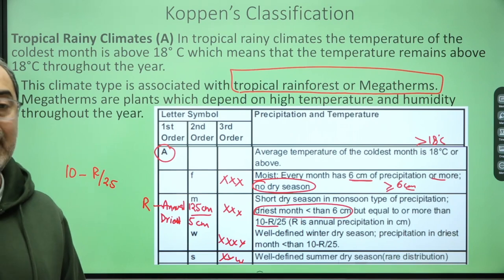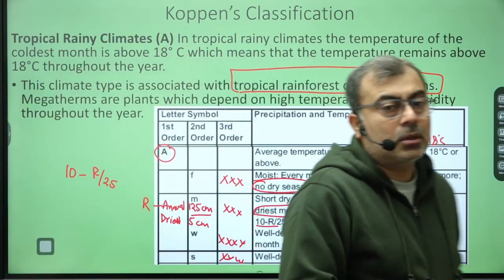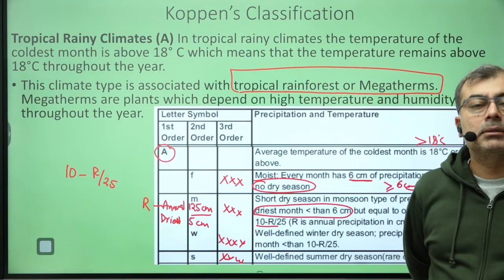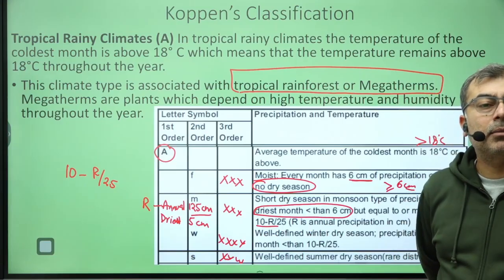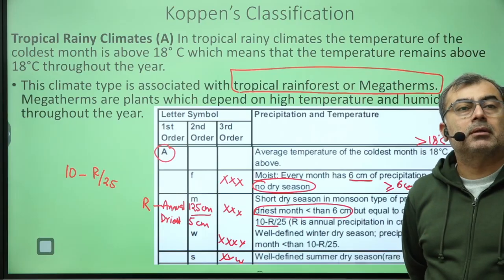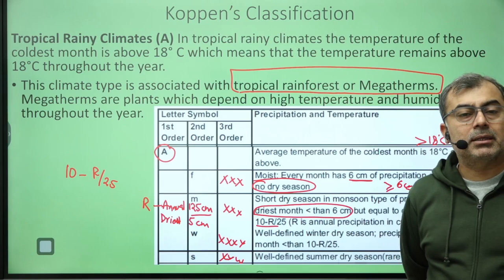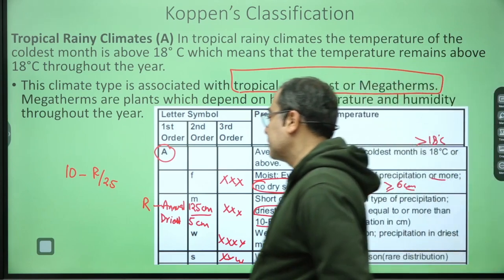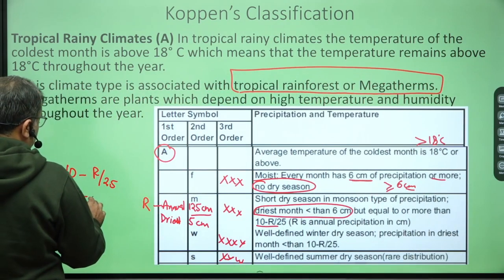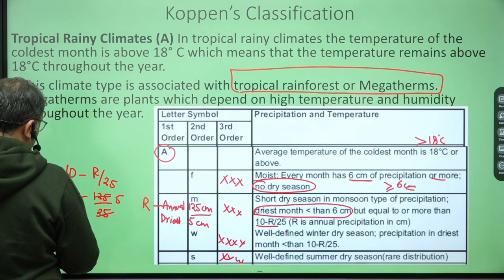So there is a place whose annual rainfall is 125 centimeters. If I put it in this formula 10 minus R by 25, quickly tell me what will be the value? 10 minus R by 25, otherwise CSAT will take you down if you can't work this out. Sir, 10 minus 125 by 25, so it will be 10 minus 5. Okay, perfect. 10 minus 125 by 25, 5 centimeter. What is this?